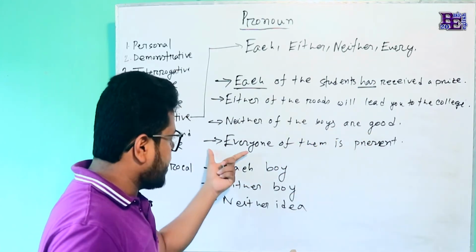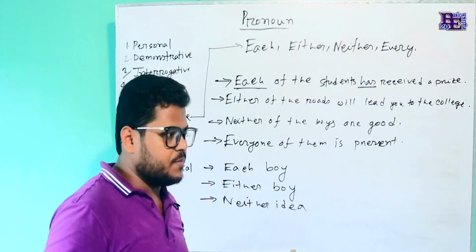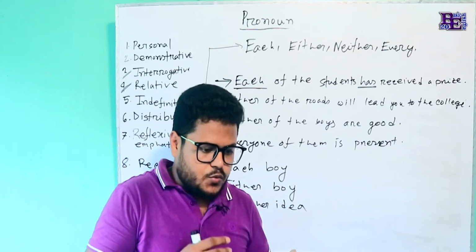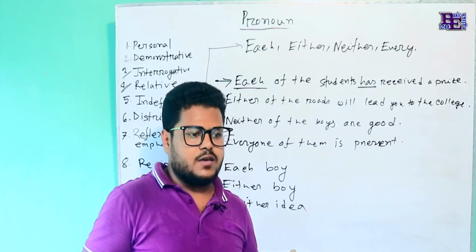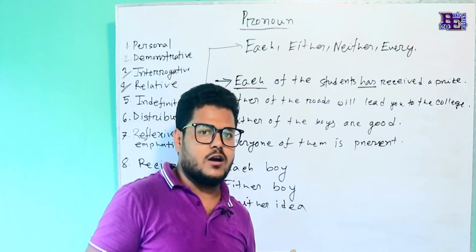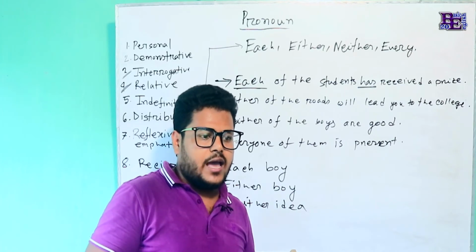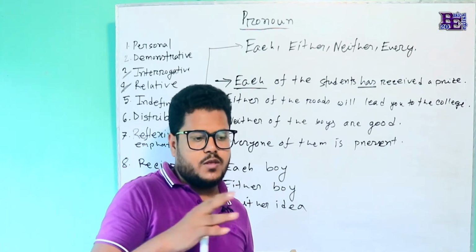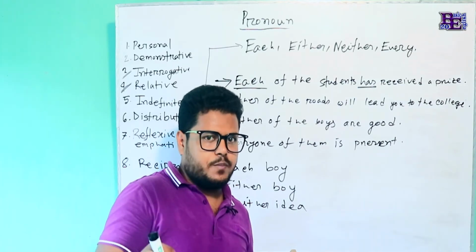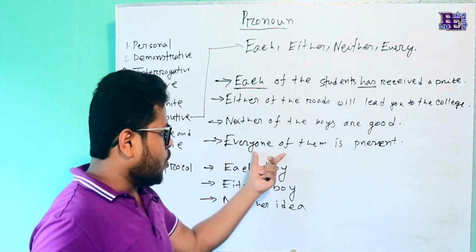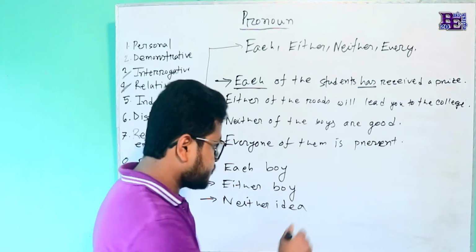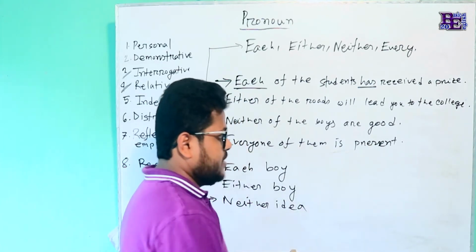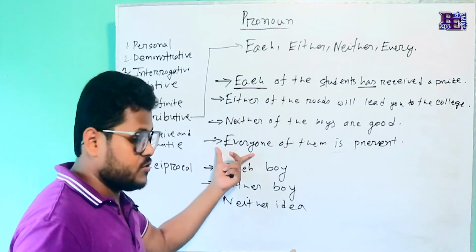Okay, next, every one of them is present. That means you were just attending a meeting, and in that meeting maybe 20, 30, 50 or hundreds of people will gather, and if you are sure that all of them have come to the meeting, then you can say every one of them is present in the meeting. But here the verb is a singular verb, as it is third person singular number.